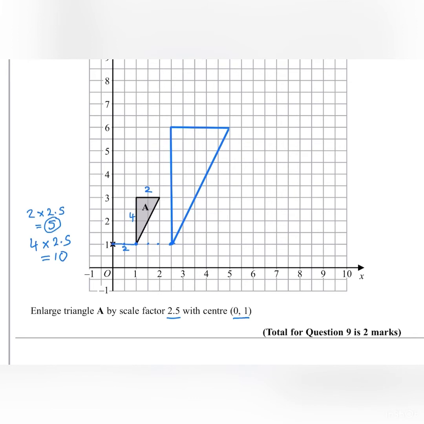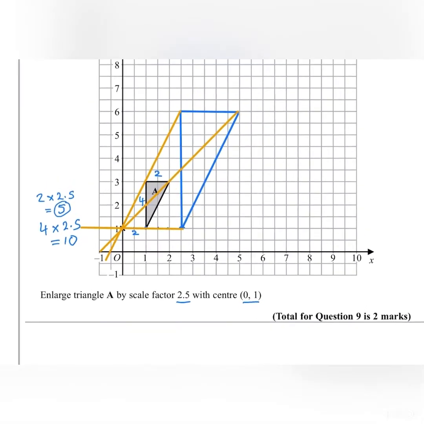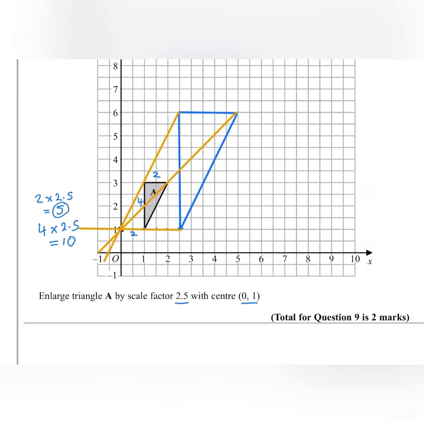Now, you can check your answer if you've done this correctly by drawing the lines through the corresponding points. And it should pass through the center of enlargement. So you can do one line here, and then the other line goes through there, and then the third. So yeah, we have done that enlargement correctly. So everything fits into that shape.